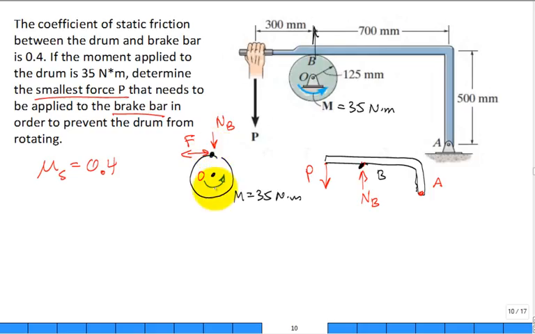Now, the drum wants to rotate in that counterclockwise direction, and so the frictional force is going to oppose it. Maybe you put it out like this instead of that way. Maybe it doesn't really matter, but you'll have F at B. Now, we already know we're doing the limiting case, and it's going to be Fs at B, which means that's one of the times I can replace that static frictional force by mu sub s times N.